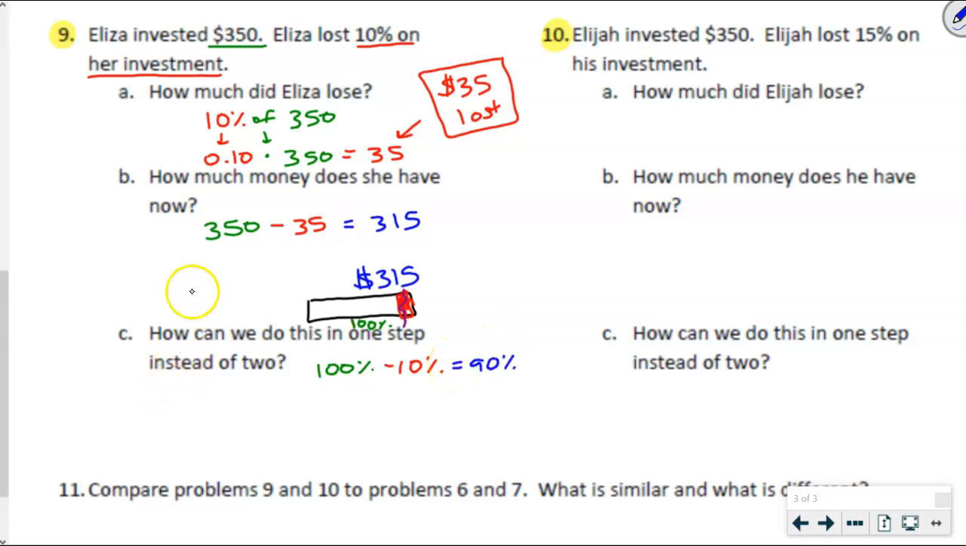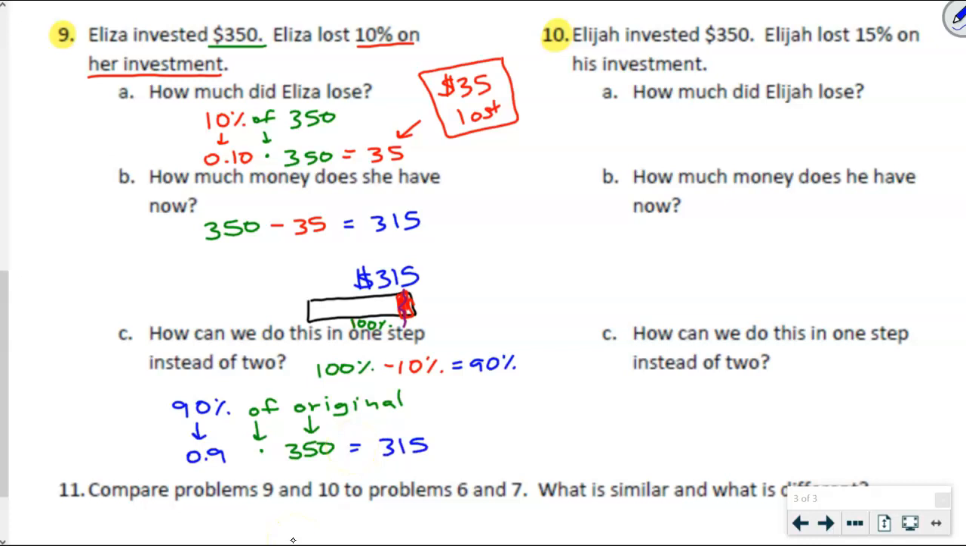That means when Eliza loses 10% of her money, she only has 90% of the original amount left. 90% of the original. What does that mean? That means instead of doing these 2 calculations, I can just do 90% or 0.9. Of means to multiply, and the original amount is 350. So I can type into my calculator 0.9 times 350 in one single calculation is equal to $315.